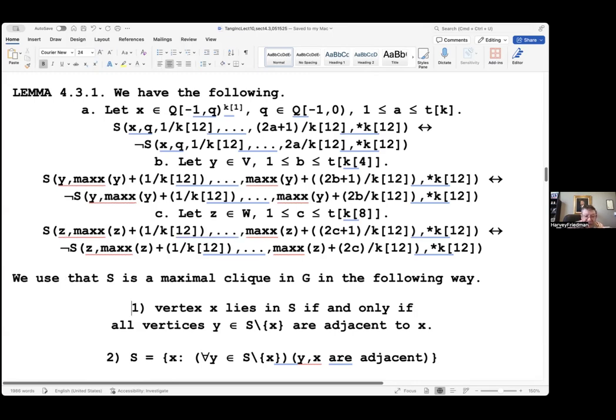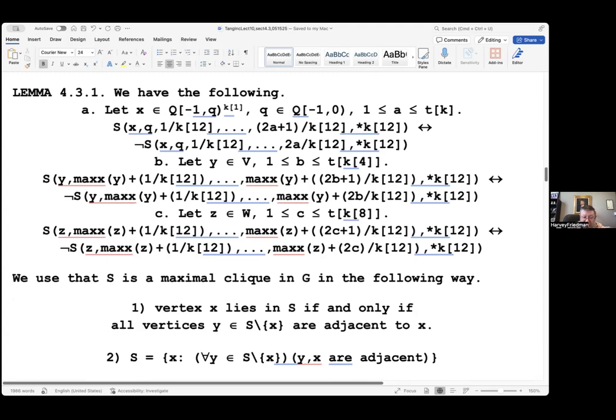All right. Now we're going to use the fact that S is a maximal clique. It can be written in many different ways. One is a vertex lies in S if and only if all vertices other than itself are adjacent to X. This is one way to say you have a maximal clique.